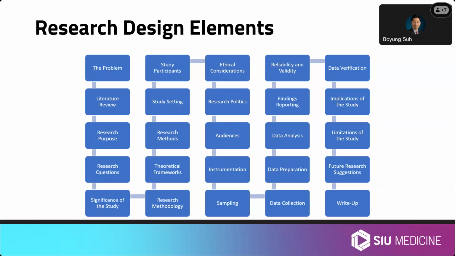But there are so many components in research design. It's not just the method section of your journal article or study that you're working on. It includes literature review, purpose, research questions, even research politics. The researcher and the people around the researcher, the institution, audiences, data collection and analysis, thinking about the implications of the study, what the limitations are, what the future research suggestions are. So we have to think about all these.